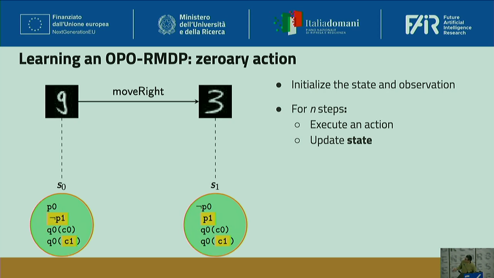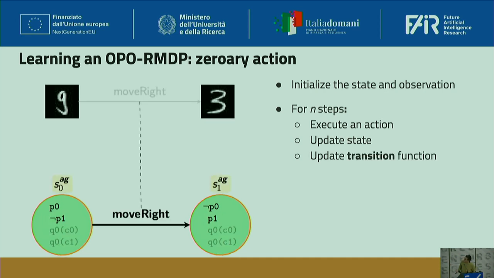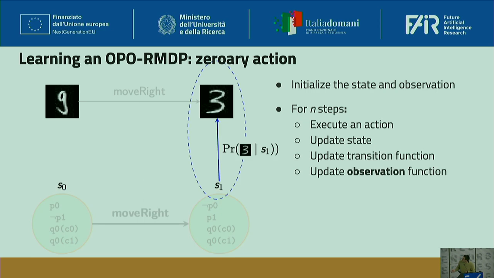Okay, once the new predicates are introduced in the new state, they are also used for extending the whole state space, so also the previous state. And for learning the transition function, since the agent executed this action, and it learned that there are two states, it can use this information also for learning the transition function, in this example of the move right action. But as we said before, the zero-ary actions do not involve the object, so in this case, the transition function is not defined on the global state, but just on the agent state. And similarly, it updated the observation function after the new observation has been collected and the new state has been built.